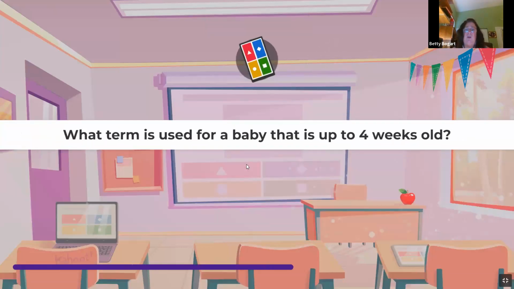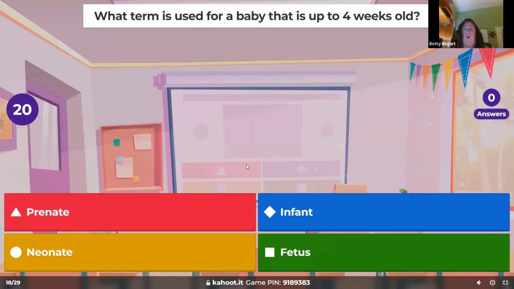What term is used for a baby that is up to 4 weeks old?